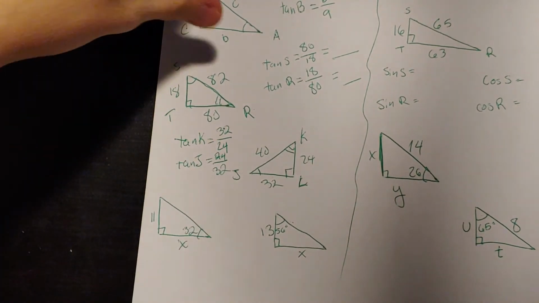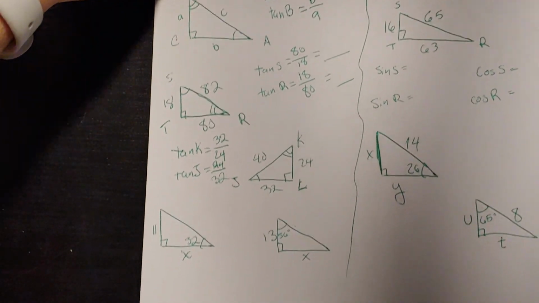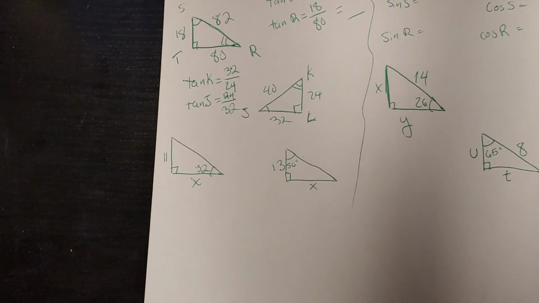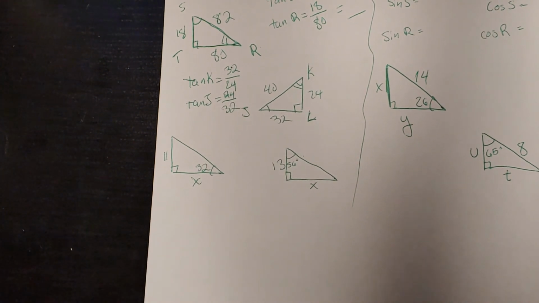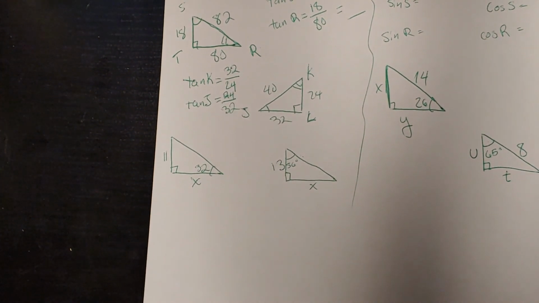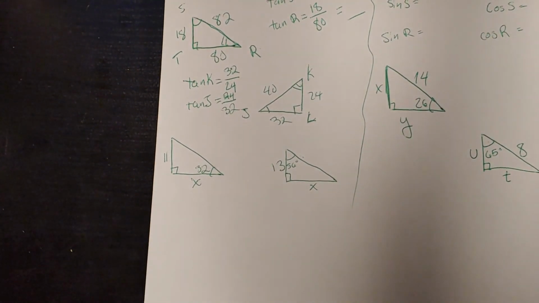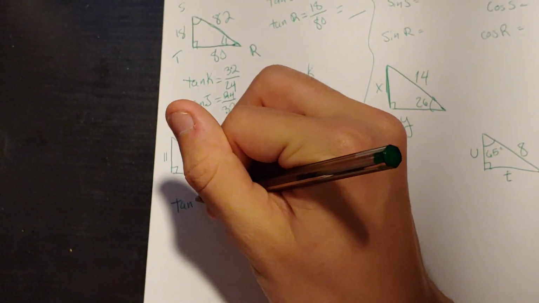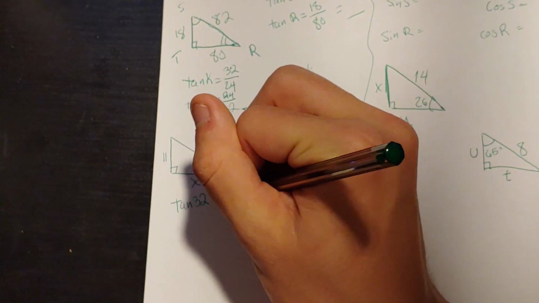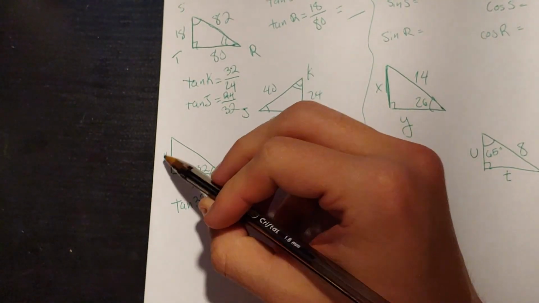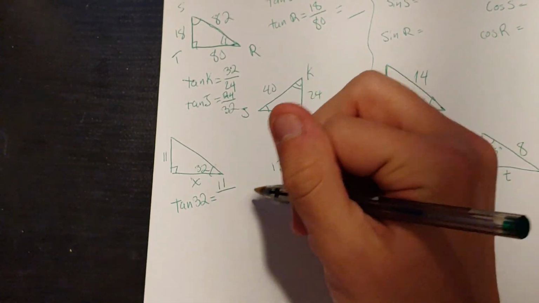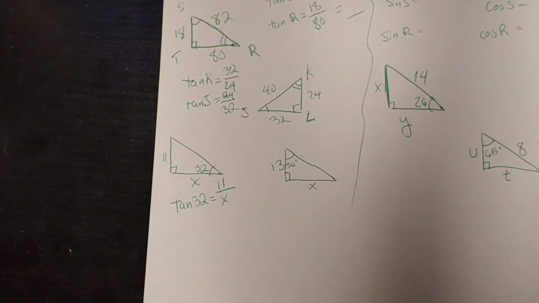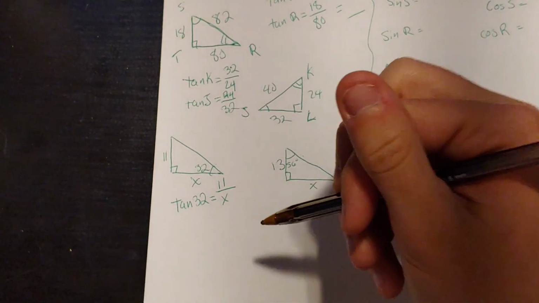The only other type of problem that we might encounter for the time being is when we have to solve for a side. So we're going to still use the tangent ratio, but we're given the angle this time. So we have the tangent of 32 equals, our opposite is 11, divided by x. So we want to solve for x.